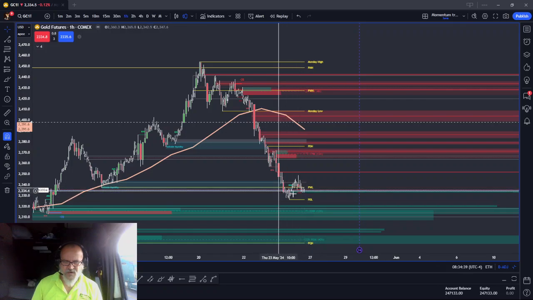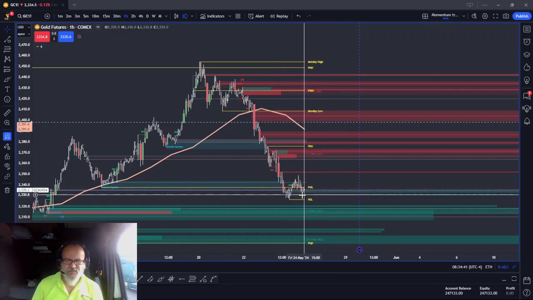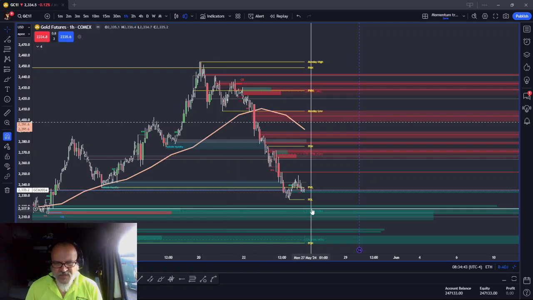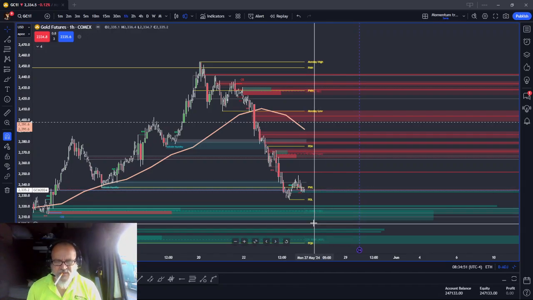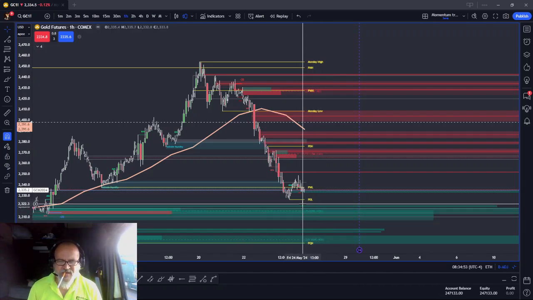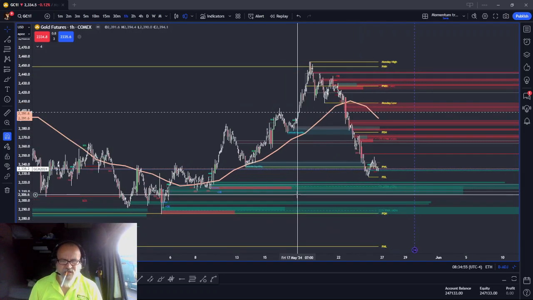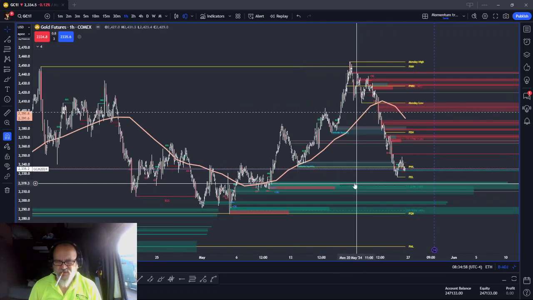So we'll have to see what happens if we get down to this previous day's low and see how it reacts. If we get displacement, then I'll be looking for a bearish fair value gap for it to retest, to go lower.